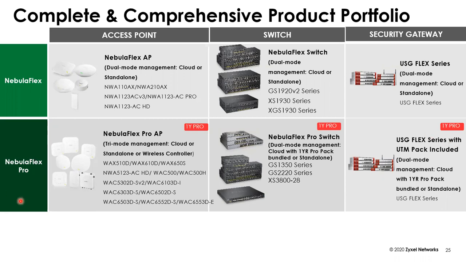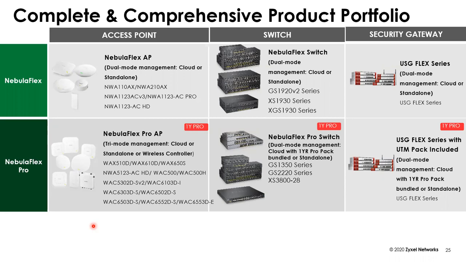On the Nebula Flex Pro, so again, this adds 1 year of bundled Nebula Pro service. On the APs, it gives you tri-mode management. And it's basically all of our access points that start with the digit 5 or 6. So NWA 5123 ACHD, WAC 610D, WAC 650S, all of those are going to be Nebula Flex Pro. On the switch side of things, that includes our GS 1350 series, the GS 2220 series, and the XS 3800s.